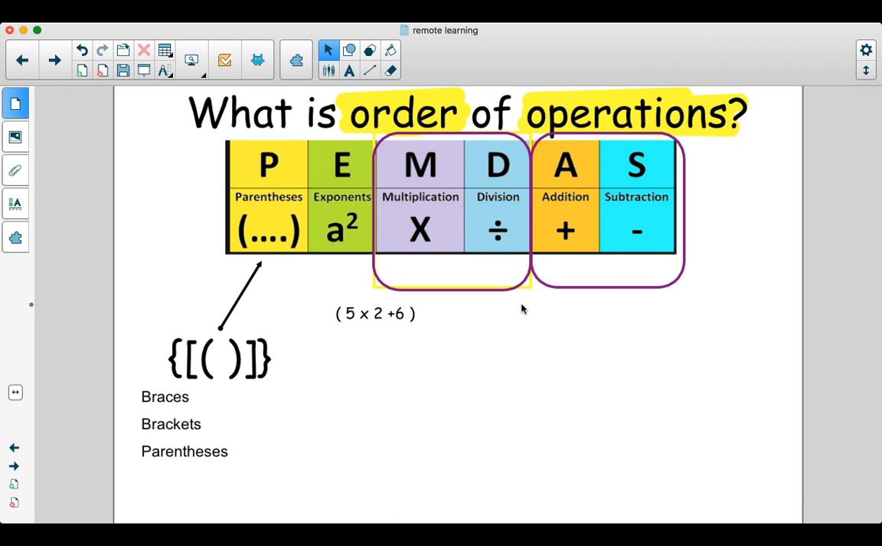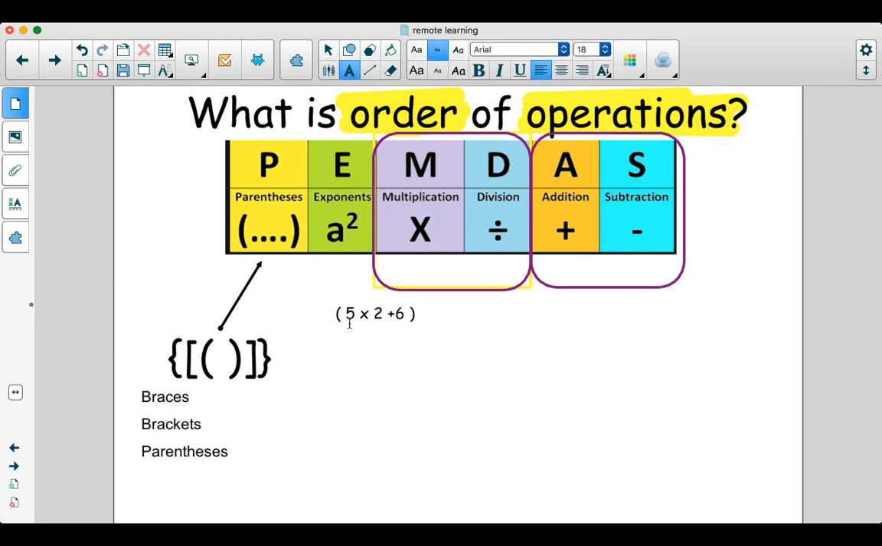So I put the boxes around the M and the D and the A and the S because even though PEMDAS has the M first and the D second, in an equation, if division is first, you do division first, from left to right.